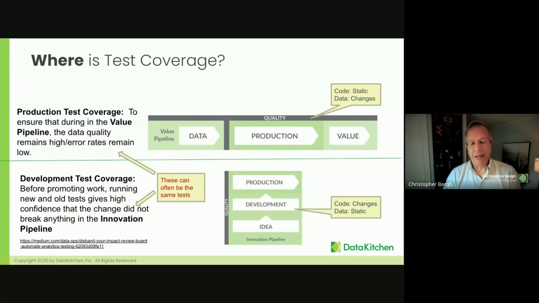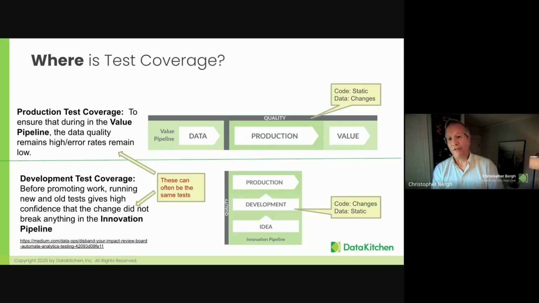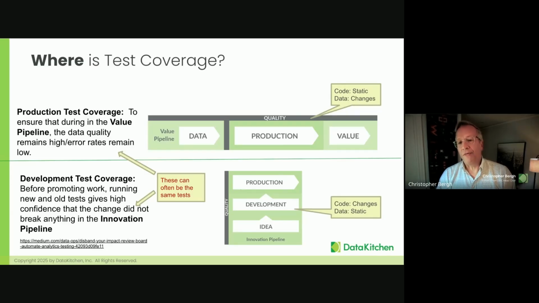So where is test coverage? In this discussion, we're going to break it down into two buckets. One is what we call production test coverage, and that's in the value pipeline, the data and analytics system you have in production. The second is in development, where you're making changes to that data and analytics system, usually code, or it could be environment, or new data sets. We'll talk about what testing is in a little bit, but in production, your code acting upon data is static, but the data itself changes; you're getting updates. In development, your data is static, you're using test data, but your code is changing. So there are tests across all these parts, and often these tests can be the same. They can serve double duty.